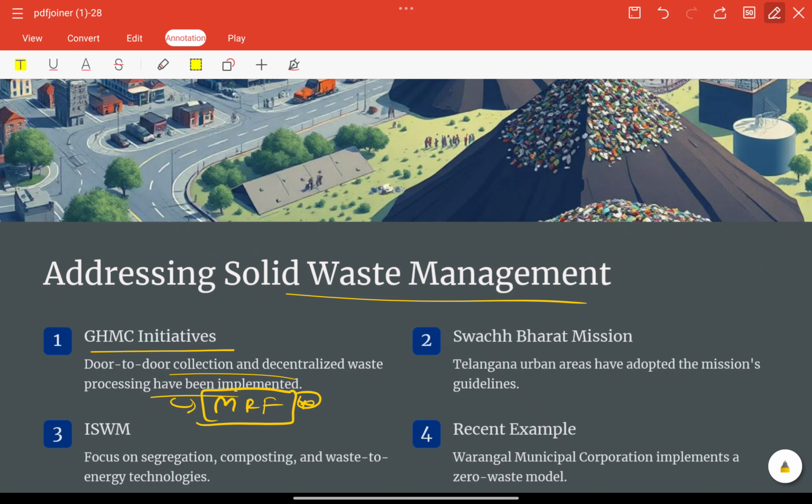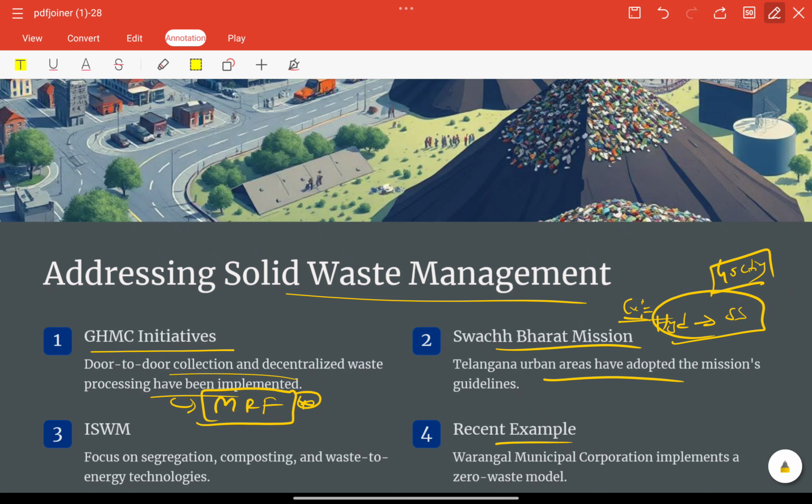Next we have Swachh Bharat Mission. Telangana urban areas have adopted the mission's particular Swachh Bharat Mission guidelines, especially on waste management. In 2022, Hyderabad improved its ranking in Swachh Sarvekshan, moving into the top 40 cities, which is also very important, right? That also needs to be included as an example here, right? We are not only writing points, we need to provide some justification as examples or reports, right?